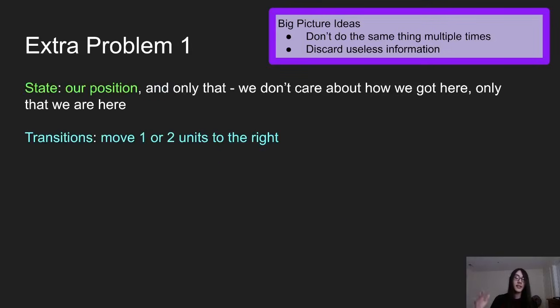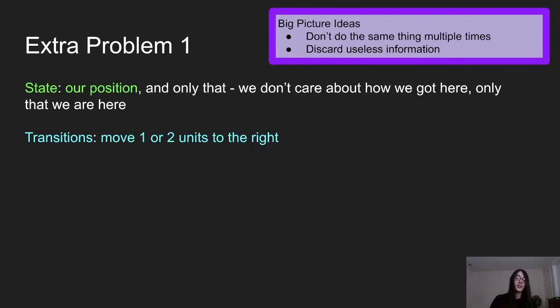Right, so the state should just be our position in our current path. We don't care about how we got to this position. All that matters for the future is that we're here. Very similar to the grid problem, since nothing to the left can restrict our movement to the right, so we don't care about anything about a previous path. The only thing that matters, again, is our current position.